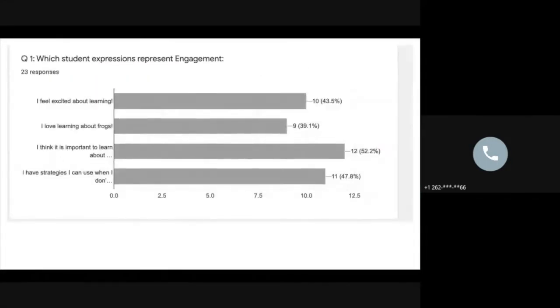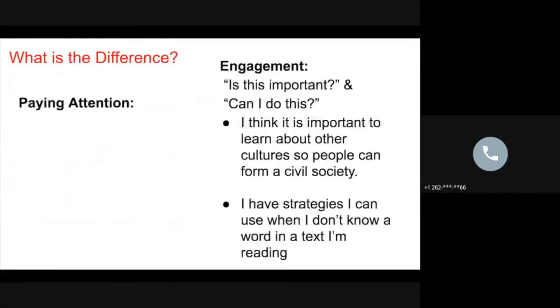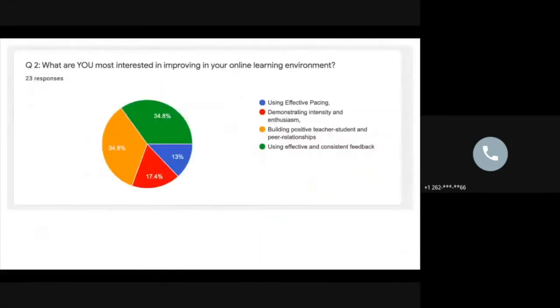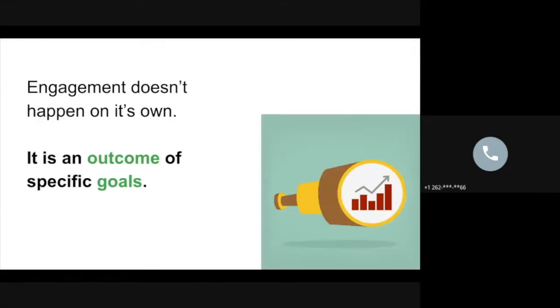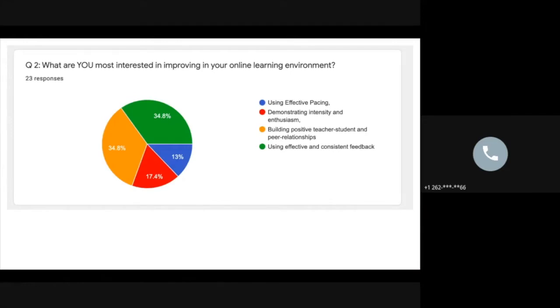The next question, next slide, had to do with audience participation, thinking about where you are most interested in thinking about your online learning environment. Next slide. We found that most people are very curious about improving their use of feedback, followed with an equal second of building a positive teacher relationship as well as peer-student relationships while working online, all the way to thinking about effective pacing, and then how do we come across with intensity and enthusiasm.